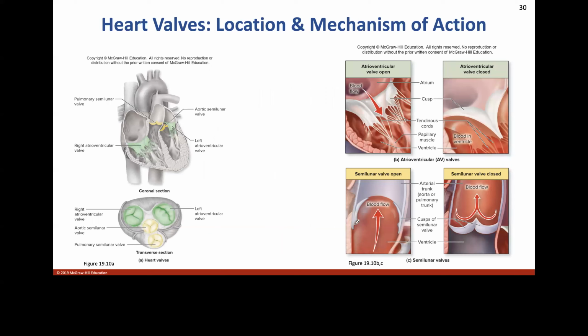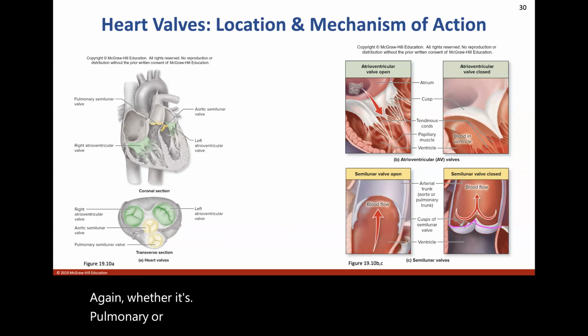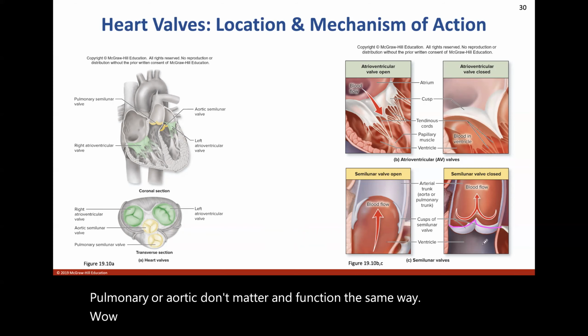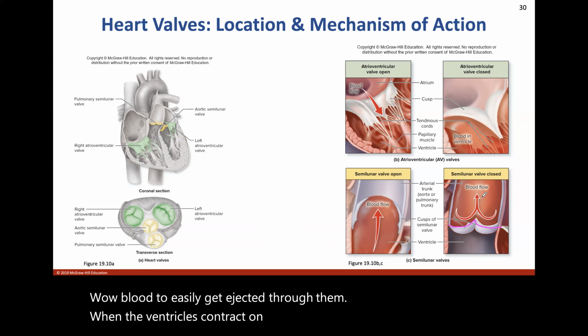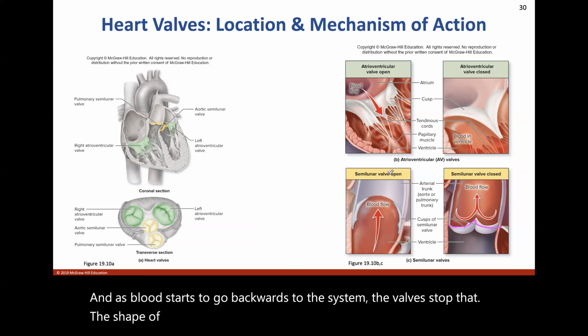Here you can see the shape of that semilunar valve. Whether it's pulmonary or aortic doesn't matter. They function the same way. They allow blood to easily get ejected through them when the ventricles contract on either side. And as blood starts to go backwards in the system, the valves stop that. The shape of them, as blood starts to run back, it fills that side and slams the door shut.